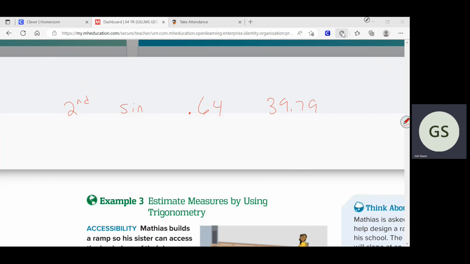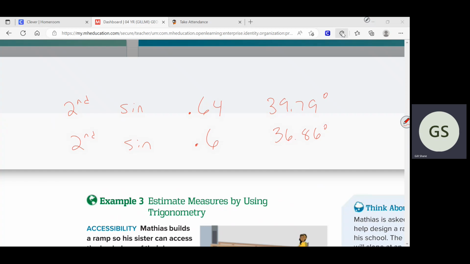That's a big number. Now let's say you decide, oh, I'll just round that off to 0.6. Now do that one. 36.86. That's a significant difference if you round it too much. 3 degrees on an angle is a big difference.